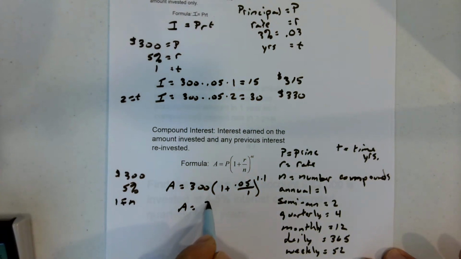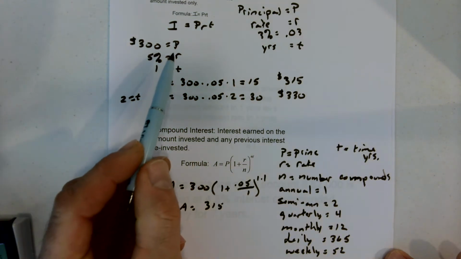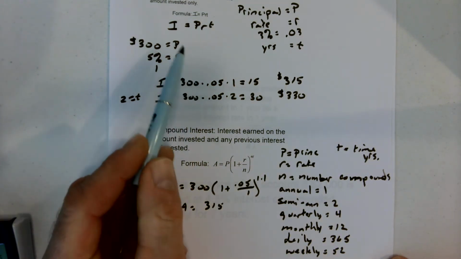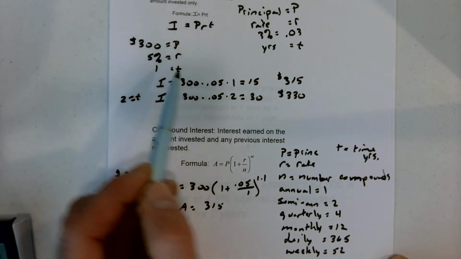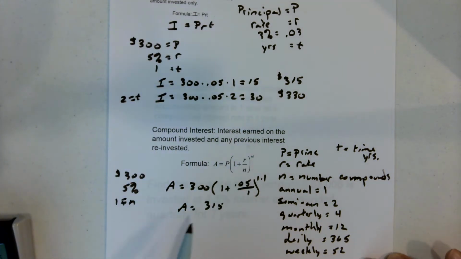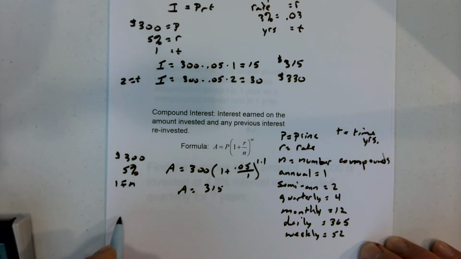That kind of makes sense, doesn't it? So we did the same thing up here, didn't we? We had 1 year, we had 5% interest, we only compounded it once that time, and we ended up with $15. But what happens if we do it for 2 years?